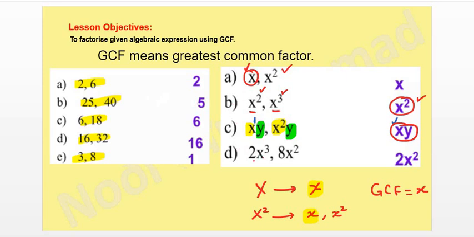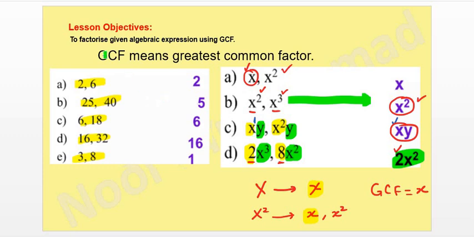If you look at this one, we have numbers and variables together. So from 2 and 8, first I will compare 2 and 8 and see what is the greatest common factor. It is 2, and then I have to check x cubed and x squared. As you can see, from x squared and x cubed, the GCF is x squared. So this will be the GCF of both.